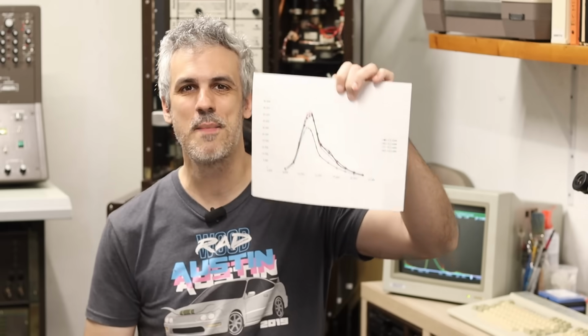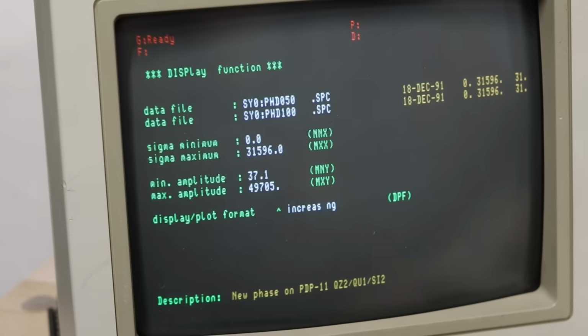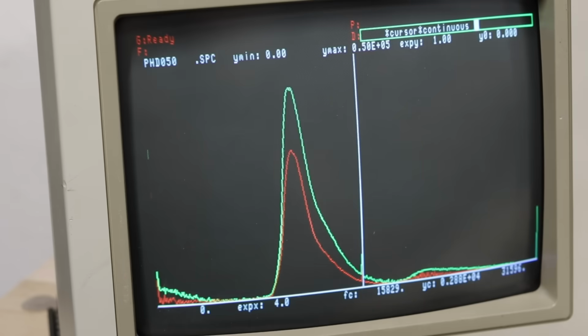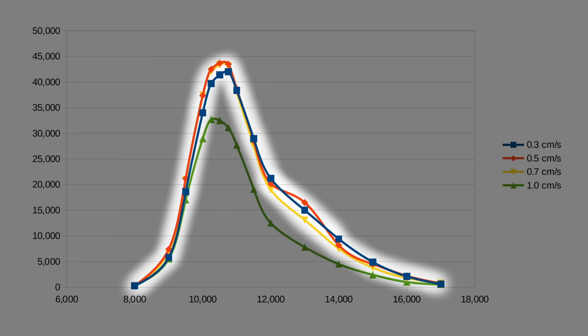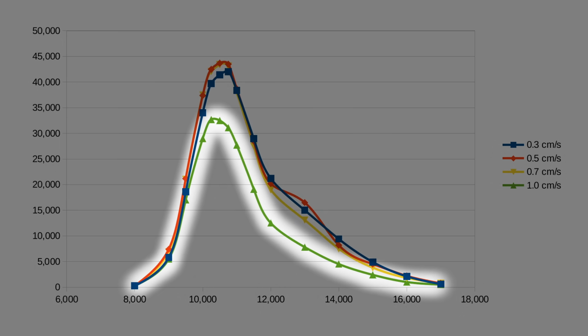So I took the remaining 4 and charted them out into a little chart here so that I could get all 4 onto the same chart, because as excellent as this PDP-11 software is, I can only do 2 spectrum at the same time and overlay them. So I really wanted to see all 4. And if we look at this one, we can see that 0.3, 0.5, and 0.7 are all essentially identical. At those speeds, the photodiode is perfectly happy. But once we get to 1.0 centimeters per second, we have a massive drop in intensity. So now we're starting to see that point at which we get to a little too fast for that photodiode to keep up.